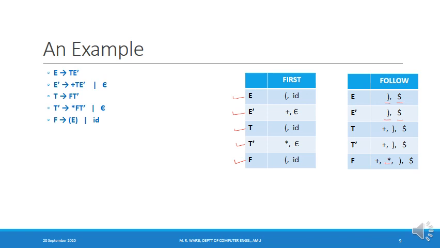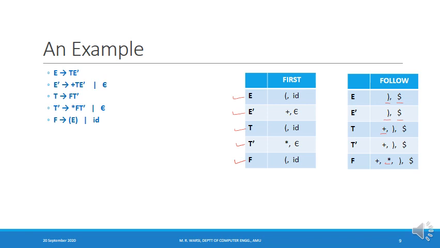Now let's look at this production. Those symbols which are there in the first of E dash will be there in the follow of T. First of E dash is containing plus and epsilon. Epsilon will be excluded. So plus will be there in the follow of T. So plus is added to the follow of T.